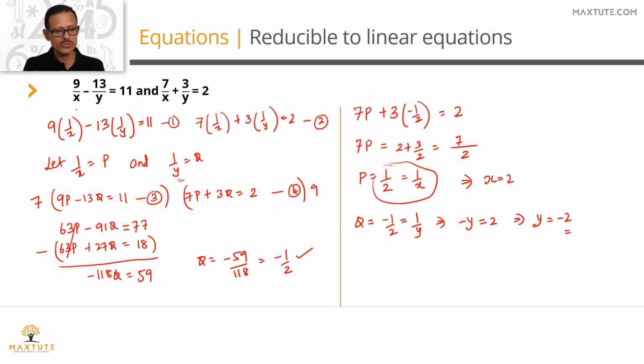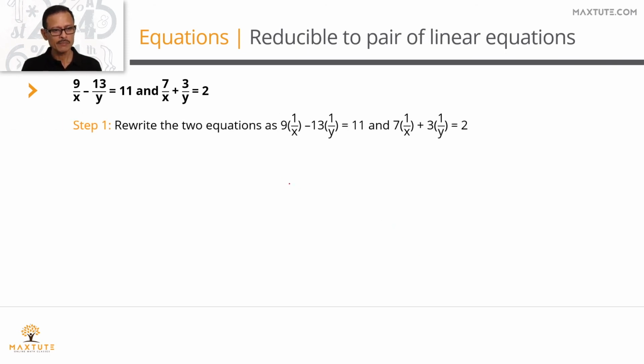So we have reduced this equation to a pair of linear equations in two variables in 3 and 4. Solve for p and q first, substituted that and found the value of x and y. Quickly recap this entire process in a printed form. Basically, we're going to rewrite this equation taking the variables this way.